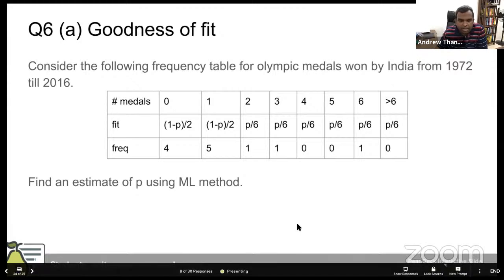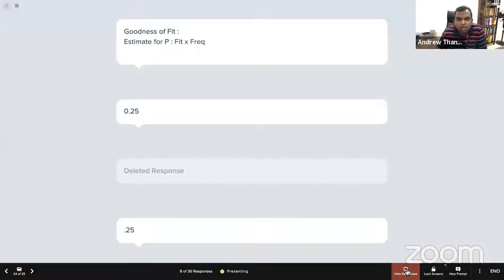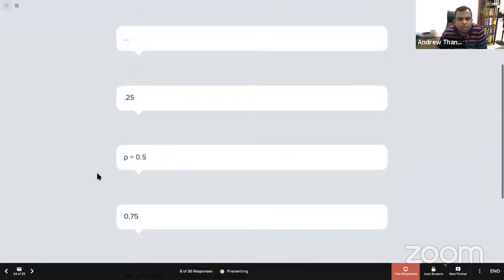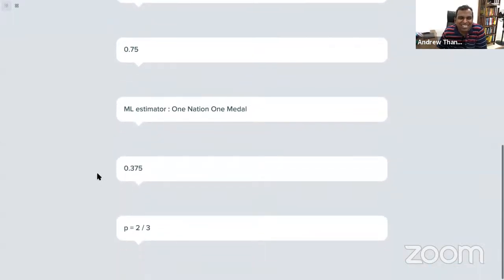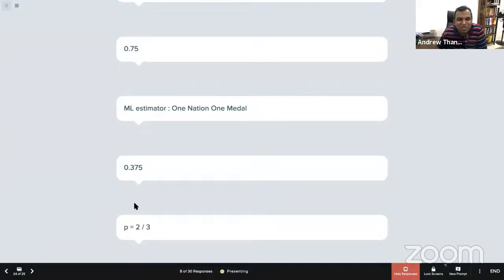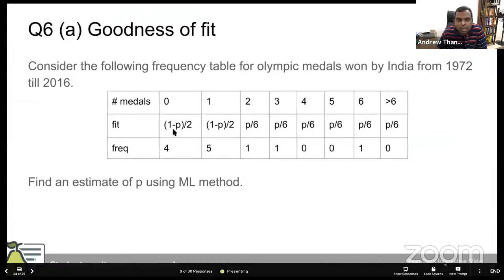Okay, so I've got about 8 responses. I don't know if many people are still around. Okay, let me just see. 0.25, yes, 0.25 is the correct answer. 0.5, 0.75 is not correct. 2 by 3, 0.375, that's not correct. 0.25 is the correct answer. So there are various ways. You might remember how to do ML from the frequency table, right?